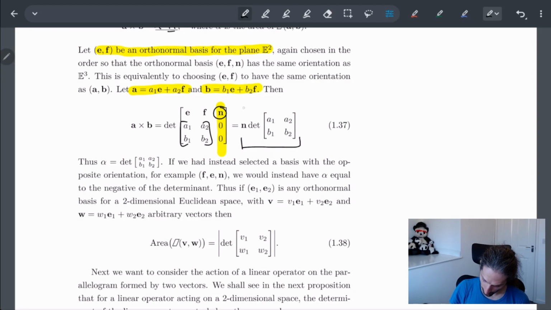Now, do you remember what n is? n is just our unit vector. So in other words, this here is just the area. This is our area.